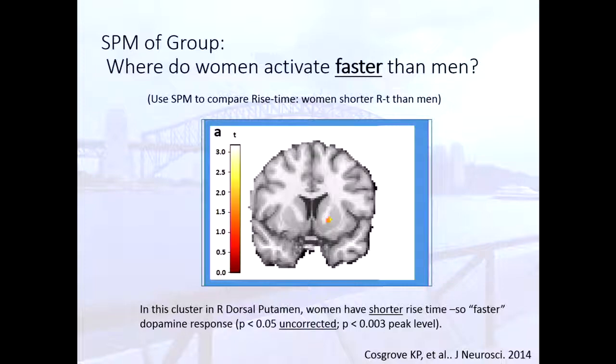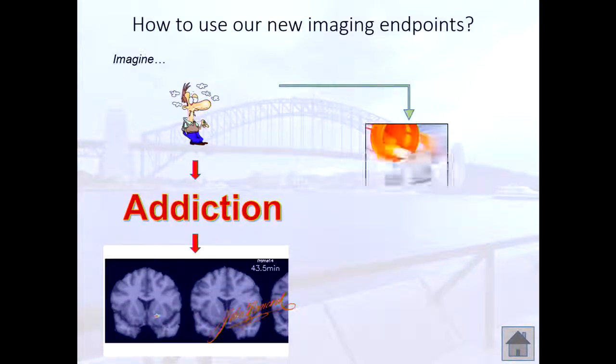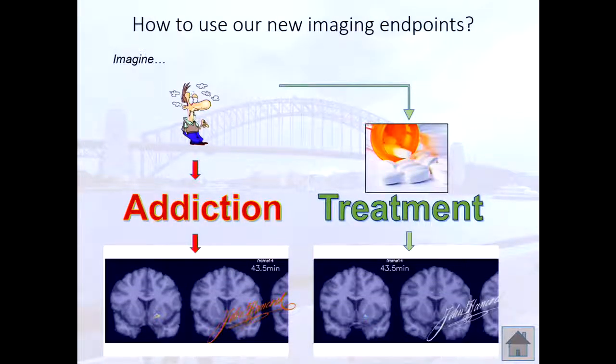We think it's interesting and promising, and it was enough to suggest that we could use it in the following way: to identify a signature of addiction, a signature which is both spatial and temporal, and then to ask the question, does it get altered by treatment?